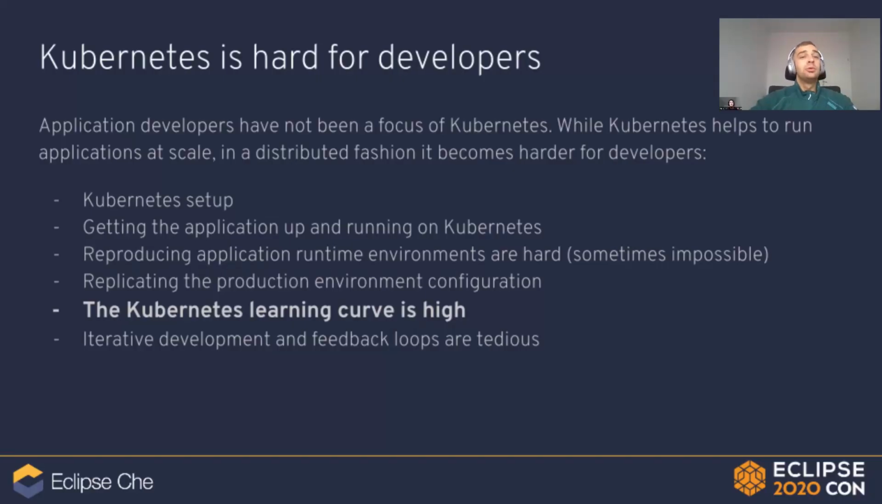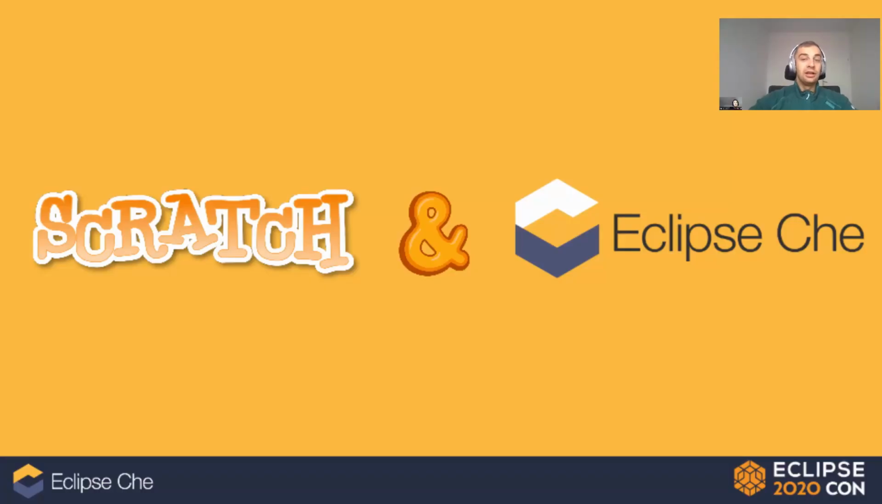And today with Sun, we are going to provide yet another way to interact with Kubernetes. But before we start, let's be honest. Kubernetes is hard for developers. While Kubernetes helps to run applications at scale, in a distributed fashion, it becomes harder for developers. Kubernetes setup is intricate, and it's not really straightforward to get the application up and running in the right way on Kubernetes. But today, we want to focus on the Kubernetes learning curve, which is really high. And today with Sun, we want to actually lower the learning curve a little bit and provide a fun and easy way to interact with Kubernetes using the Scratch programming language and the Eclipse Che IDE.